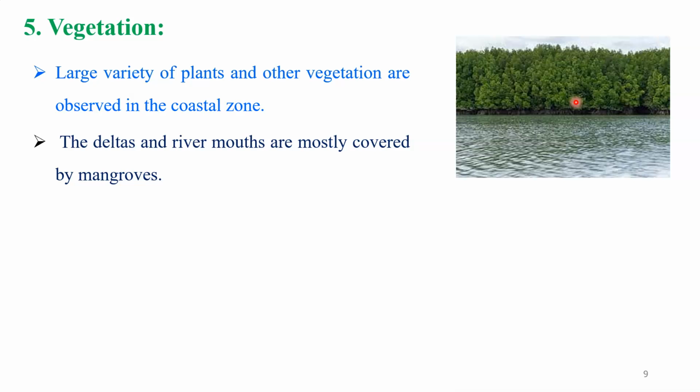If you see some part of West Bengal, we have this type. Even in some part of the Konkan region, especially I'm talking about Thane and some part of the Konkan region, we have this type of vegetation, that is mangrove vegetation. This is the important feature of the coastal region's vegetation.